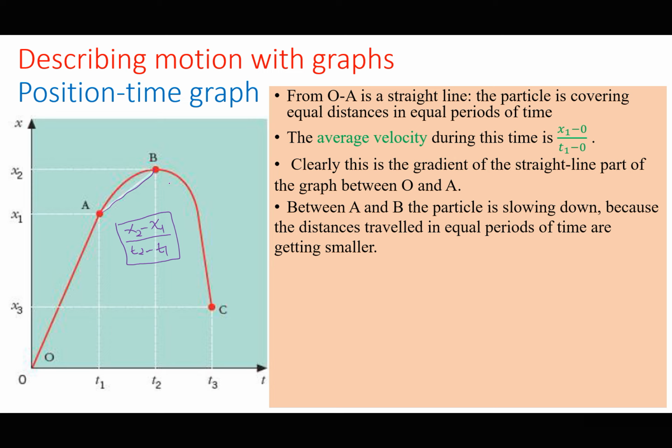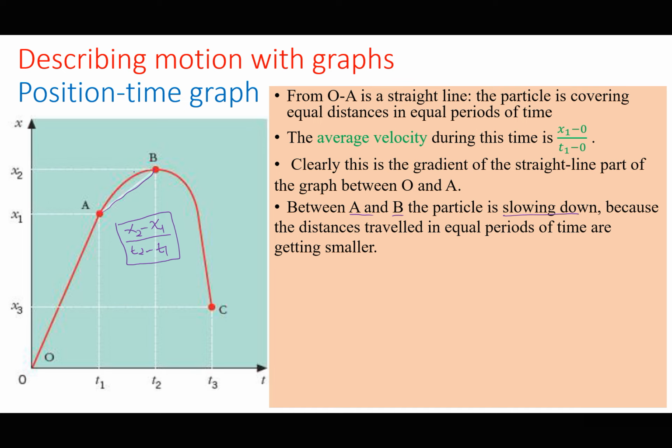And of course, later on we shall understand that actually it is decreasing because the gradient is actually decreasing. So between A and B, the particle is actually slowing down simply because when you look at the graph, it is covering less and less distance as time goes on. So the distances traveled in equal periods of time are getting smaller.